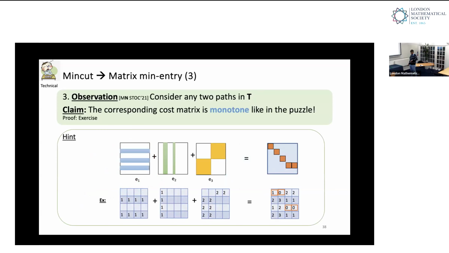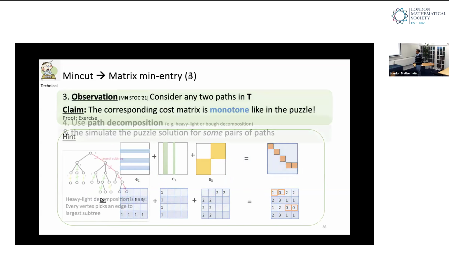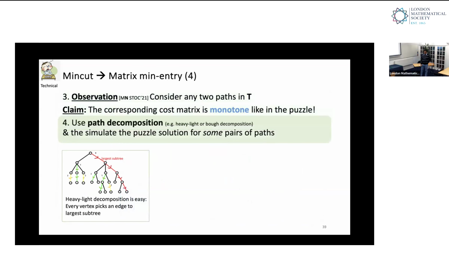And I might skip the proof of it. It's not very hard, essentially. But that's a clear observation that we made, a concrete observation. And now, if I have this, you can make some progress.